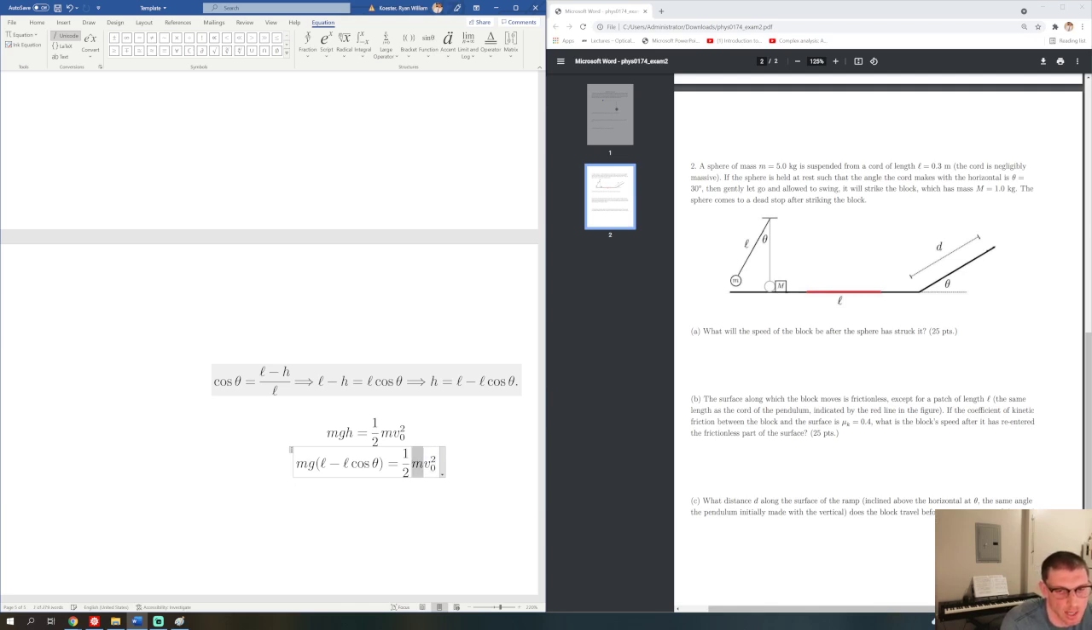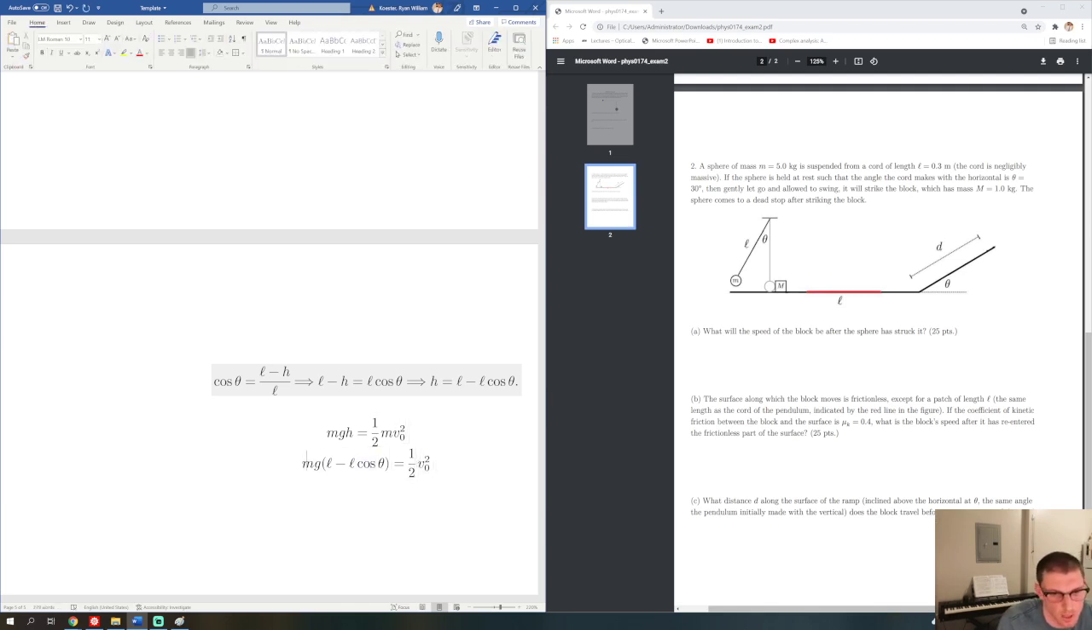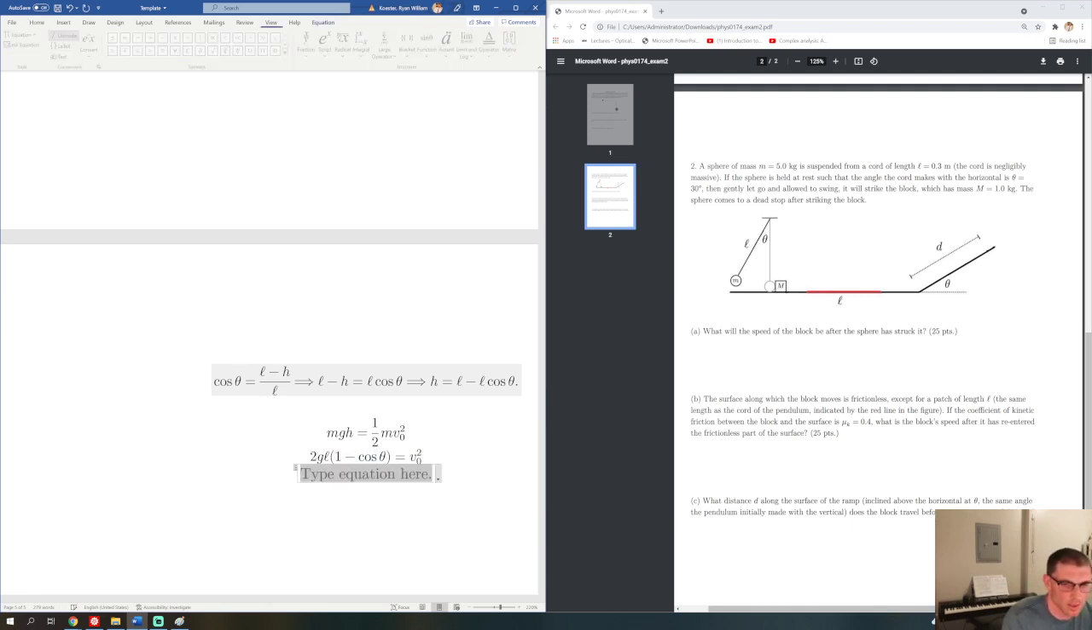And we can clean this up, right? We cancel the masses. That's a nice thing. We can even factor out the L here. So this just becomes 1 minus cosine theta. I'm just doing the math here. We multiply both sides by 2, right? And then we find that v naught equals the square root of 2gL times 1 minus cosine theta, right? So this is the velocity that this sphere has right before it hits the block.